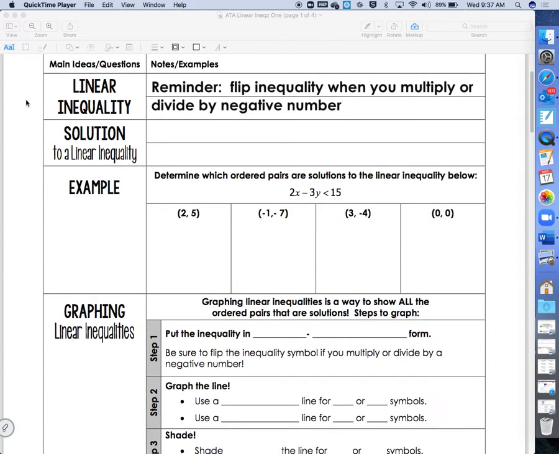An old skill to remember: whenever you multiply or divide by a negative number across an inequality symbol, remember to flip your symbol. So if I have a simple inequality like this, I divide both sides by -3. I have to flip the inequality symbol because I multiply or divide by that negative number across the inequality symbol. First old skill to remember.